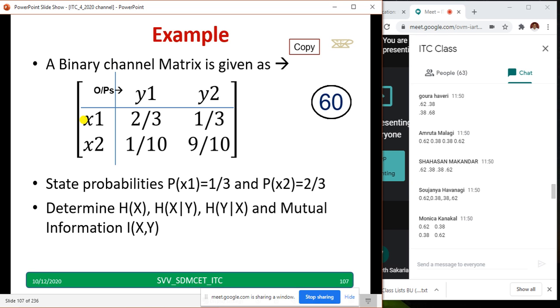You have taken in the previous class. Symmetric means probabilities of the opposite will be same. When I send x1 and receive y1, that probability, and when I send x2 and receive y2, that probability will be same. Then only I can say symmetric. It is a binary channel, not symmetric. Generally a binary channel. I want you to copy down this problem statement. Take another 1 minute. State probabilities are given. Probability of x1 equals 1 by 3, x2 equals 2 by 3. Determine H of x given y, H of y given x. Mutual information is nothing but I of x comma y. These things you have to find out for a given channel matrix.